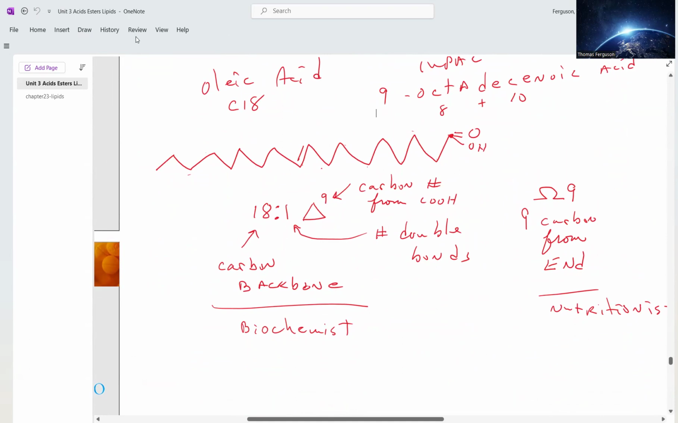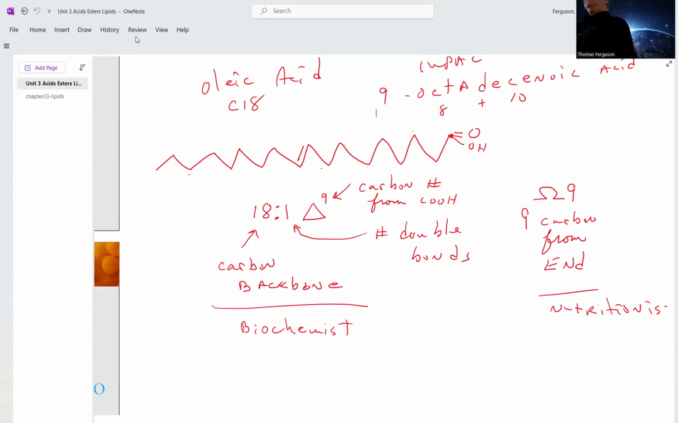Okay, so most of you have heard of omega designation for fatty acids. That's how many carbons in from the end is the first double bond. It says nothing about how many double bonds there are. It just says the first one is so many carbons in. Nutritionists usually use that nomenclature. However, biochemists don't usually, unless they're conversing with nutritionists.